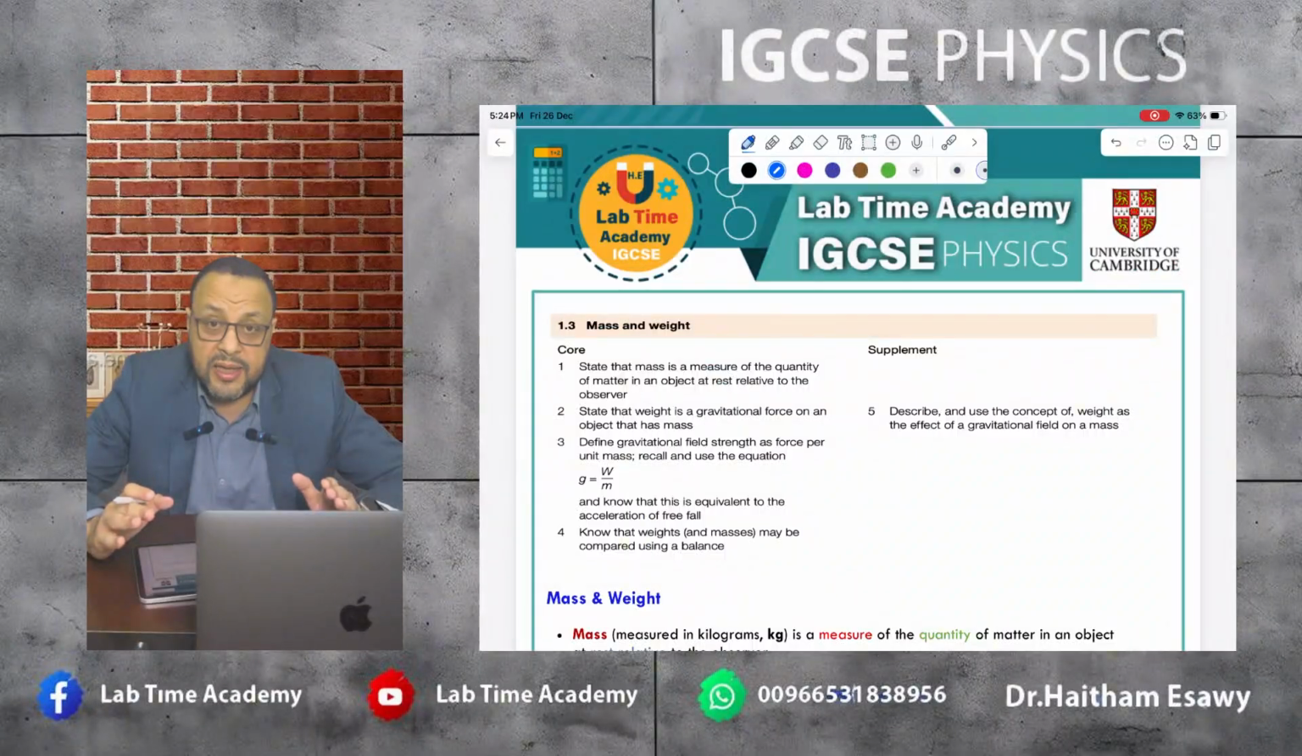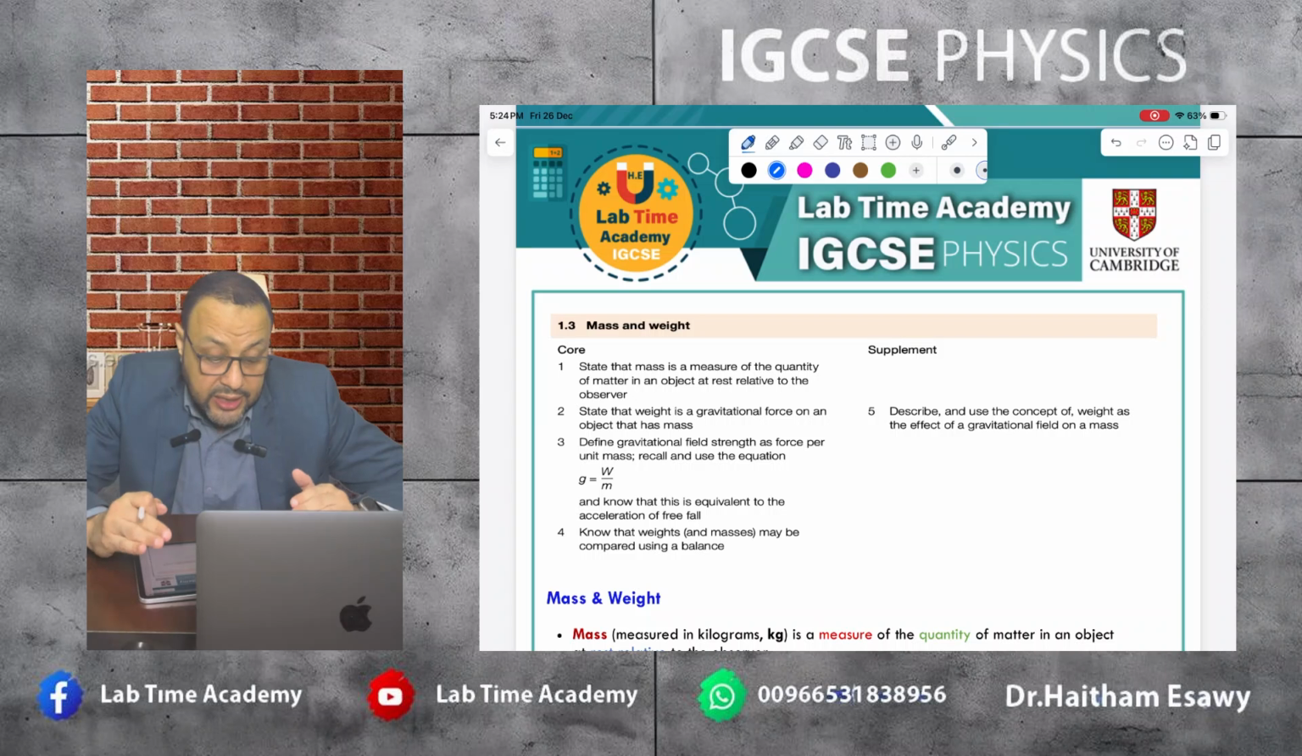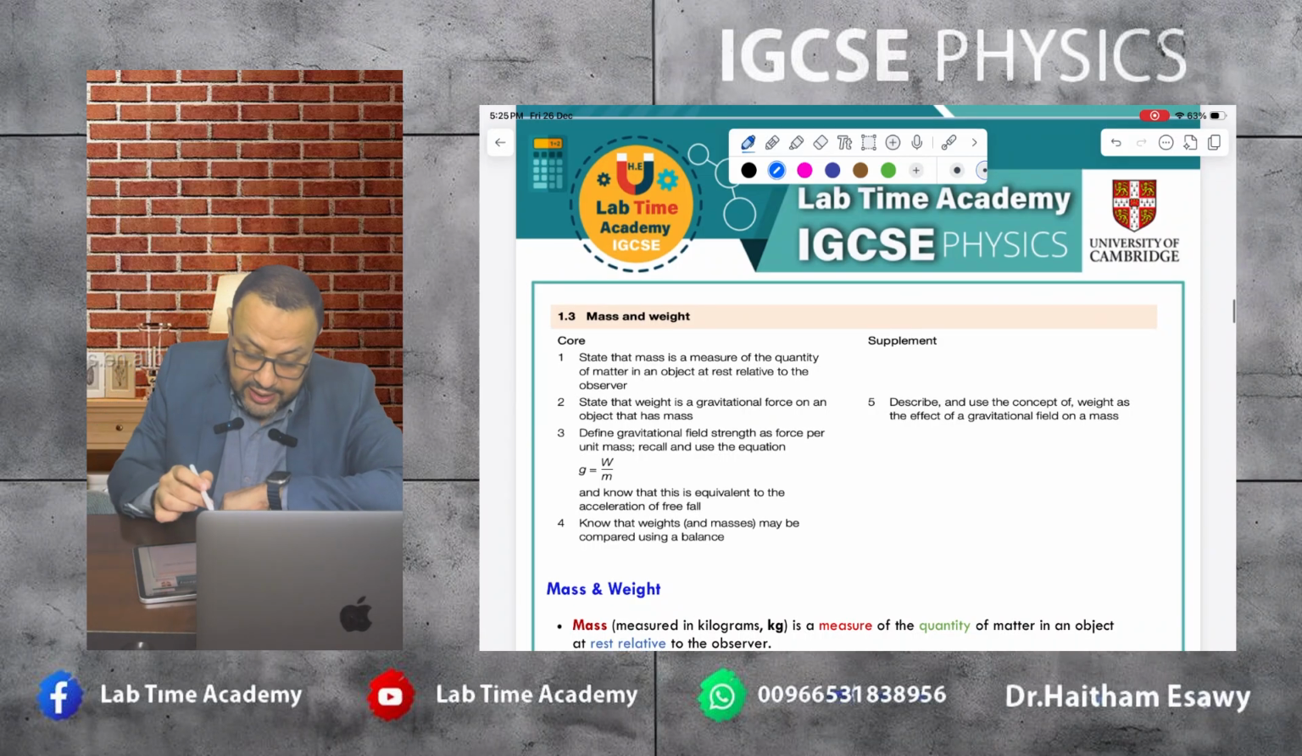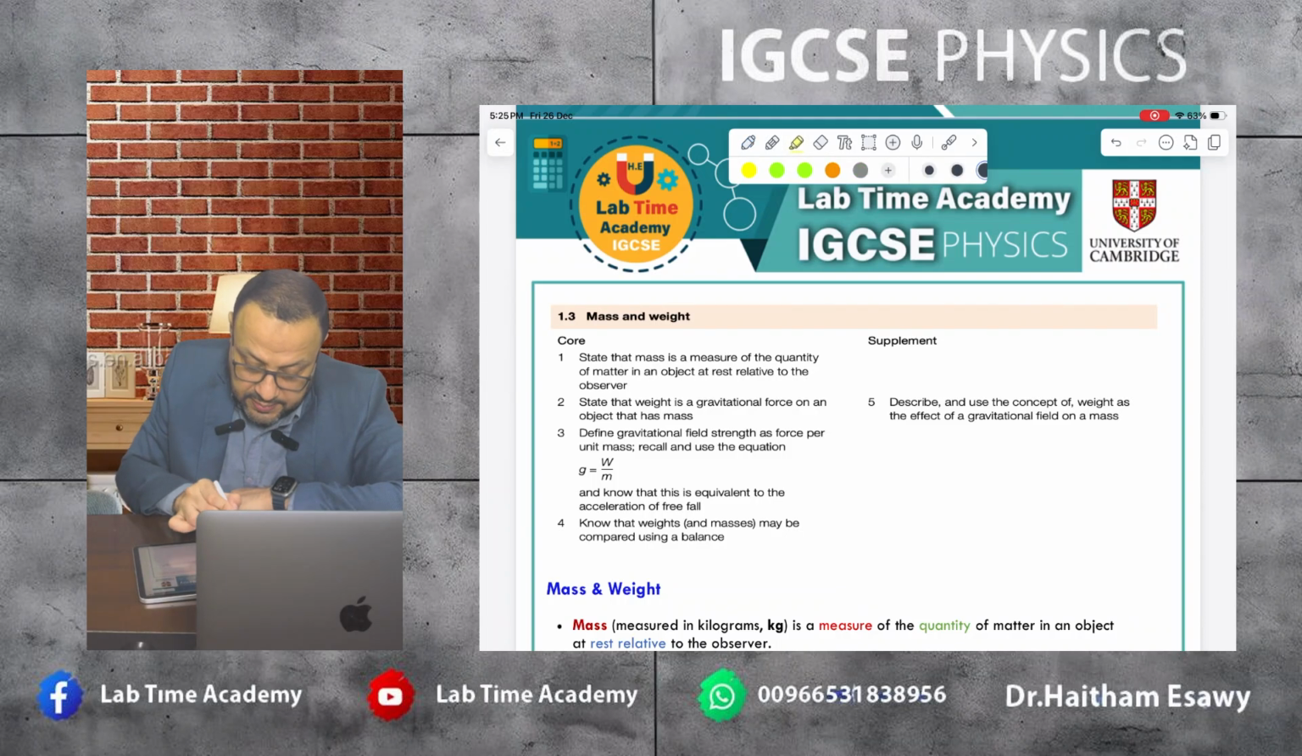Now let's talk about mass and weight. Actually, take care about the updated syllabus. We have new definitions for mass and weight. As you see in front of you, mass is the measure of the quantity of matter in an object at rest relative to the observer, while weight is the gravitational force on an object that has mass.